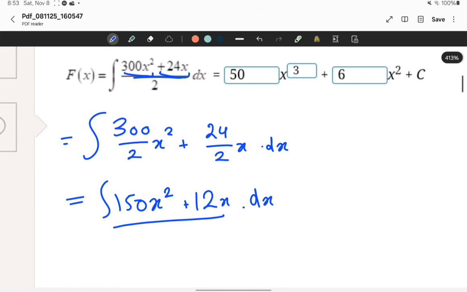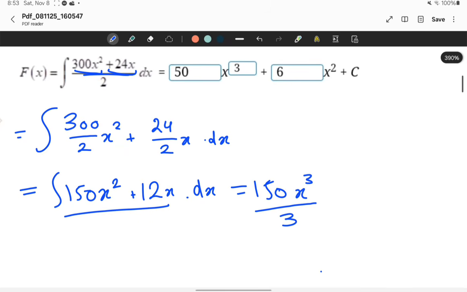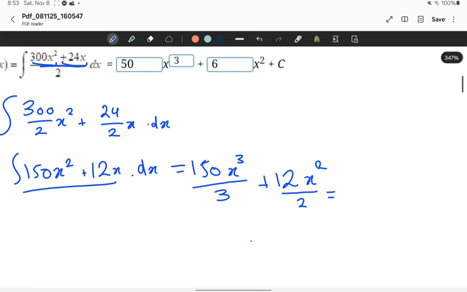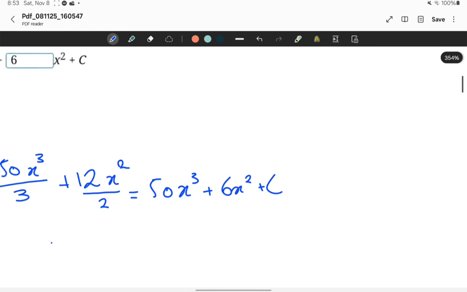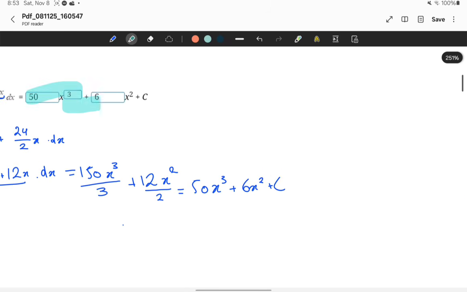So we'll start our integration. We'll keep 150 as it is. The x squared will become x cubed. We divide by our new exponent, and same thing for the 12, plus 12 into x squared divided by 2. After you simplify, 150 divided by 3 is 50, so it's 50x cubed plus 6x squared plus c. And this is our final answer.